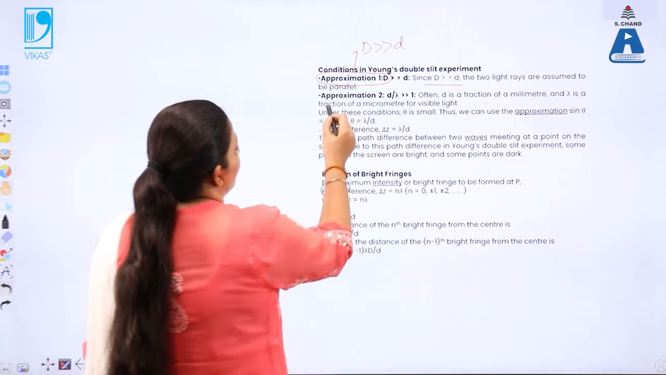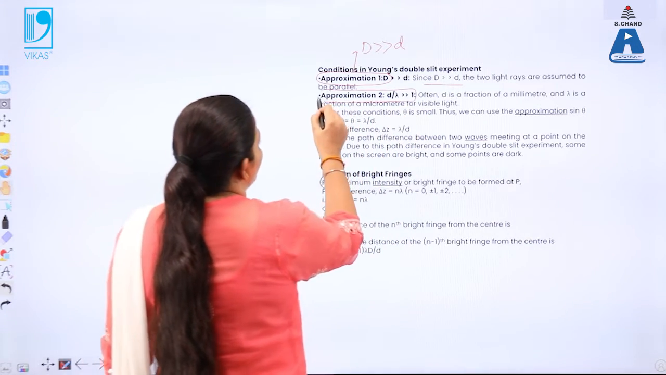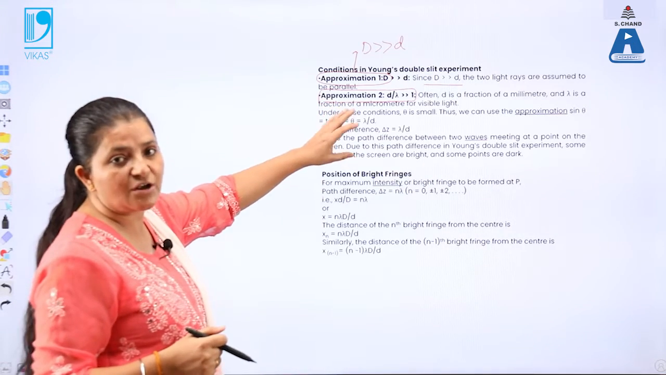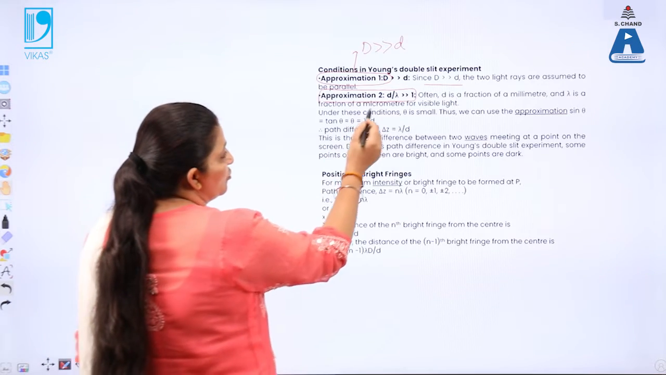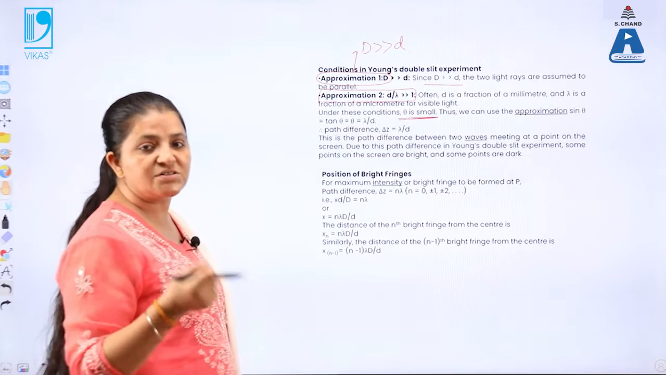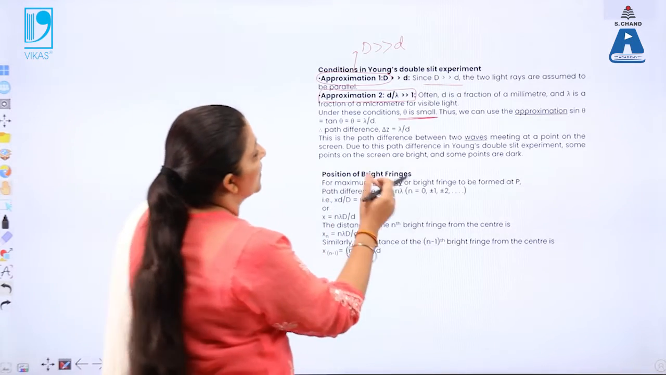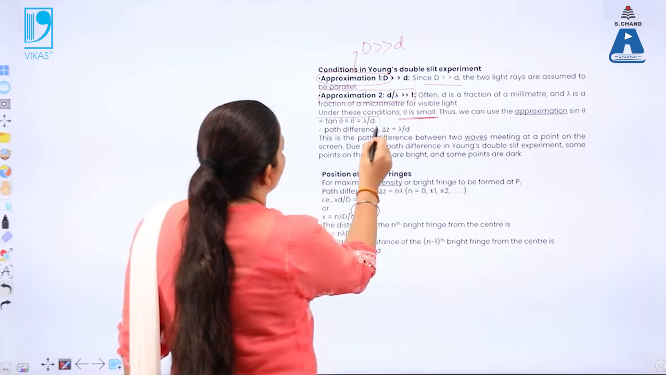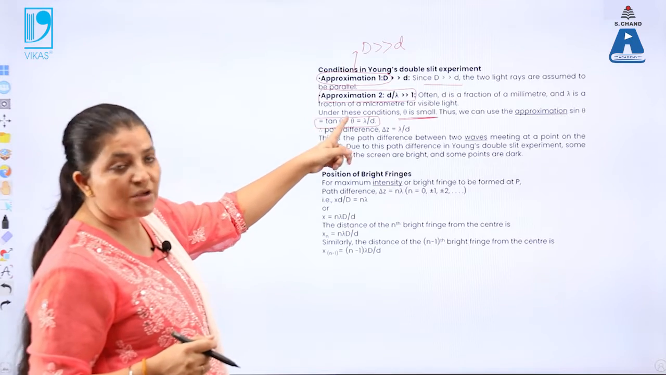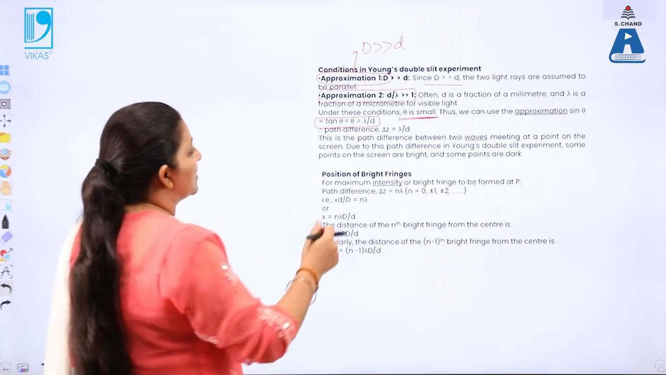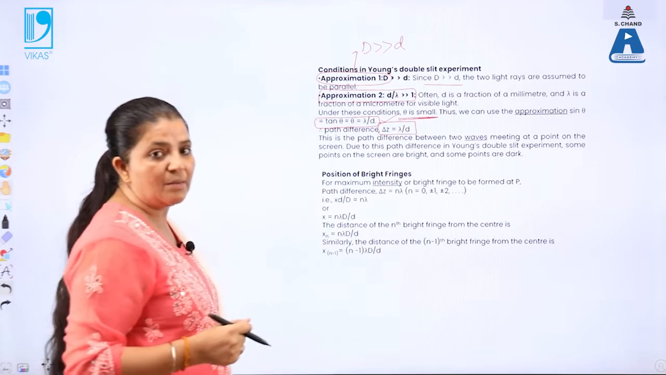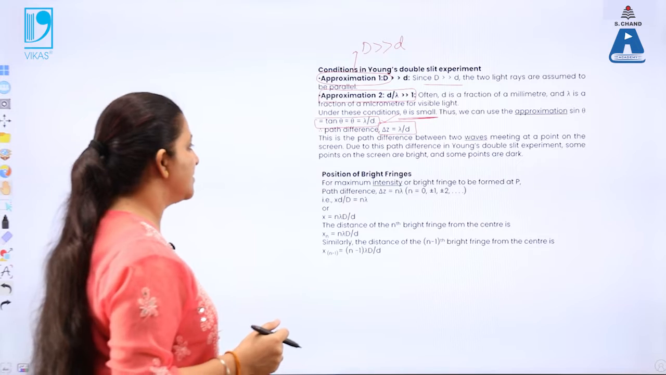The second approximation is that D by lambda is taken very much greater than 1. That means the angle of divergence is taken to be very small. A small angle of divergence, meaning theta is small, is a condition for the interference pattern to take place. So tan theta is taken approximately equal to theta. We know that when theta is small, sin theta is equal to theta and tan theta is equal to theta.